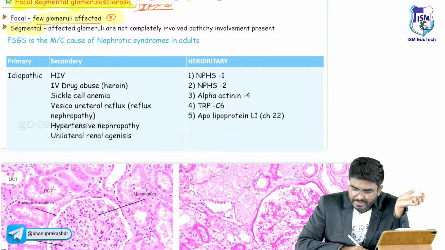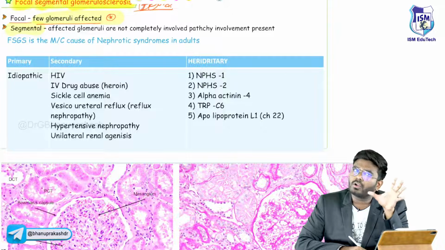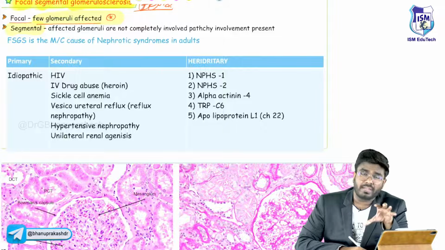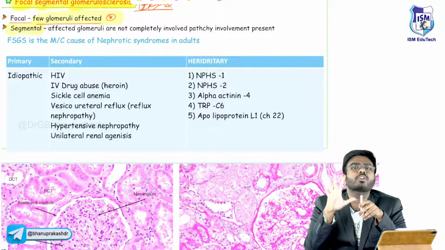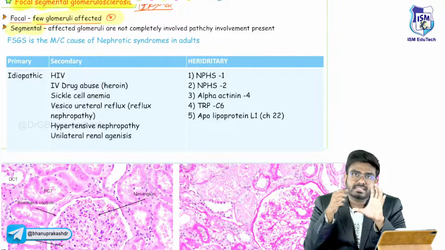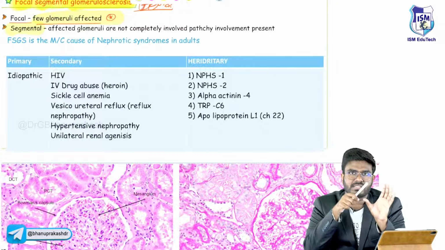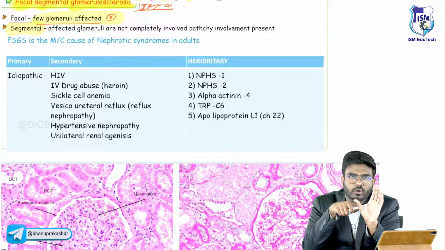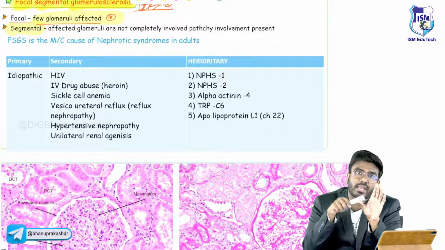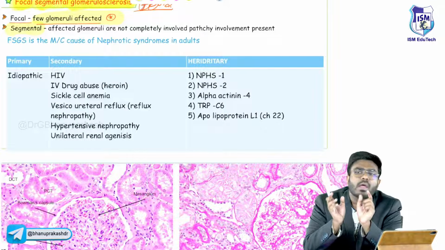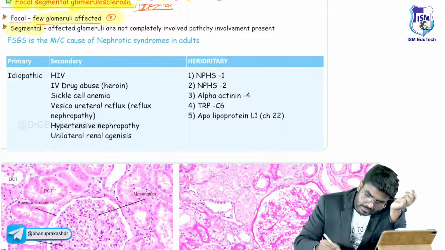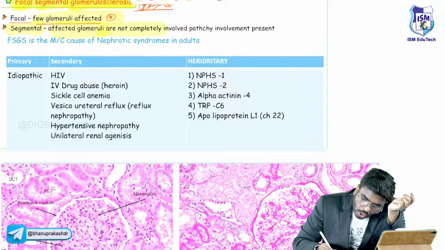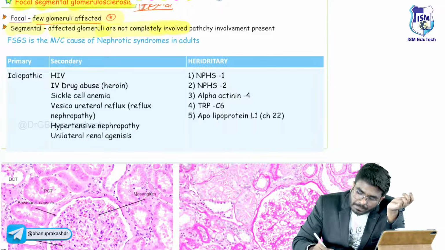What exactly is segmental? Even among the affected glomeruli, for example, in that 1 million glomeruli, say 1000 glomeruli are affected, even in this one of the affected glomeruli, not the entire glomerulus is affected. One part of the glomerulus is affected. So that is segmental. The affected glomeruli are not completely involved. There is a patchy involvement.